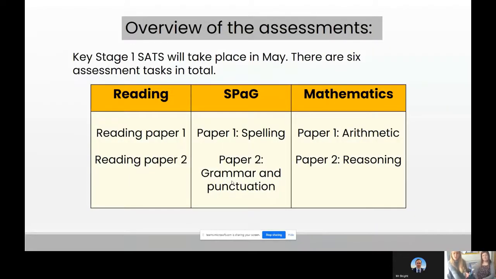Just as an overview, you can see here that we've got 2 papers for reading, and 2 papers for SPAG, the first being spelling, the second focusing on grammar and punctuation. And for maths, we've got an arithmetic paper and a reasoning paper as well. These will all take place in May, so there are 6 in total that your child will be doing.